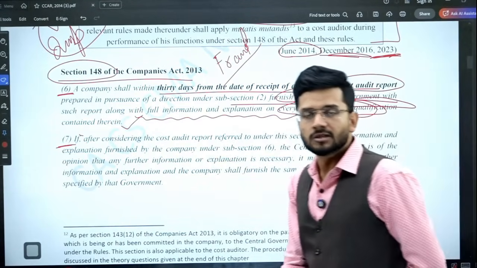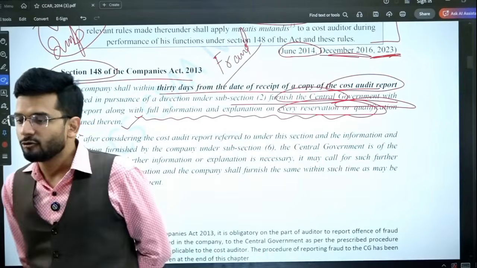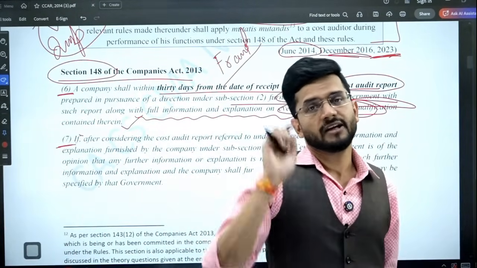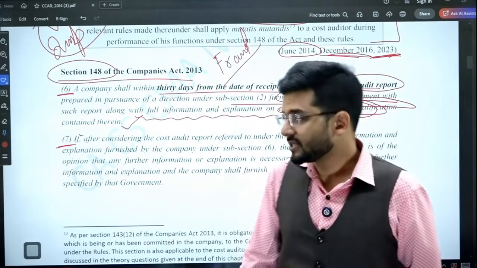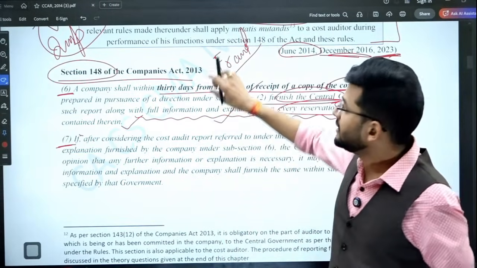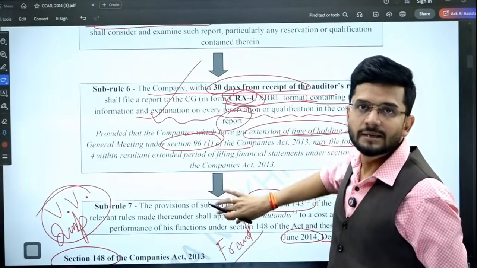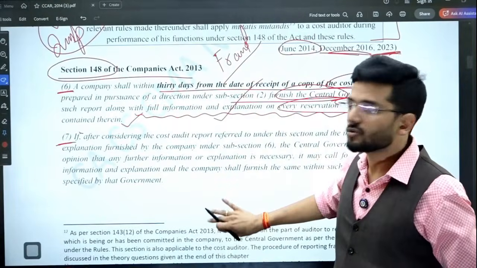So management is responsible for filing CRA 4 to the central government along with the explanation to all the qualifications which have been given by the cost auditor. This is the requirement by law also. We have the same requirement under the rules also.